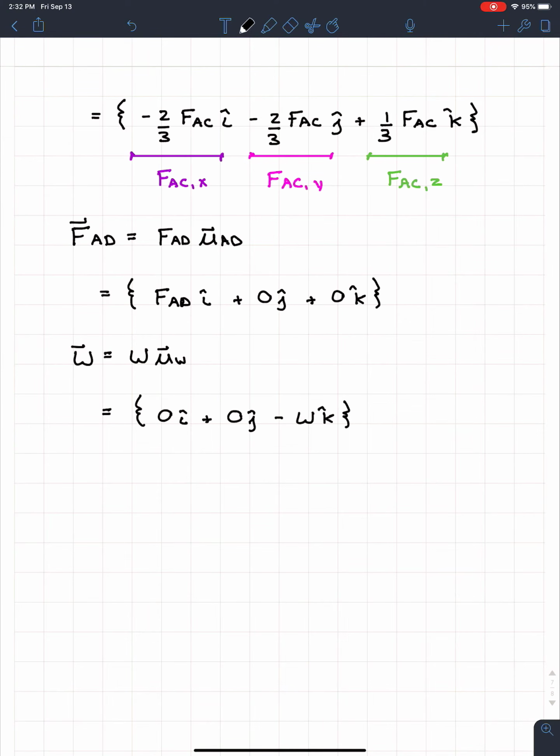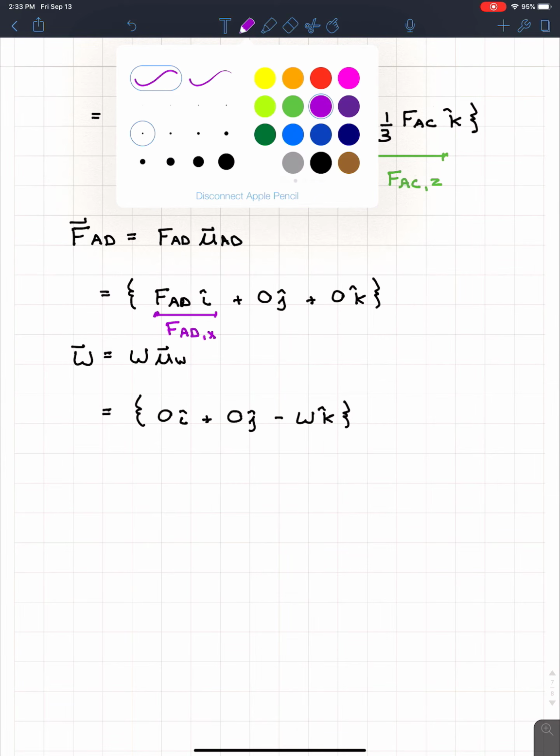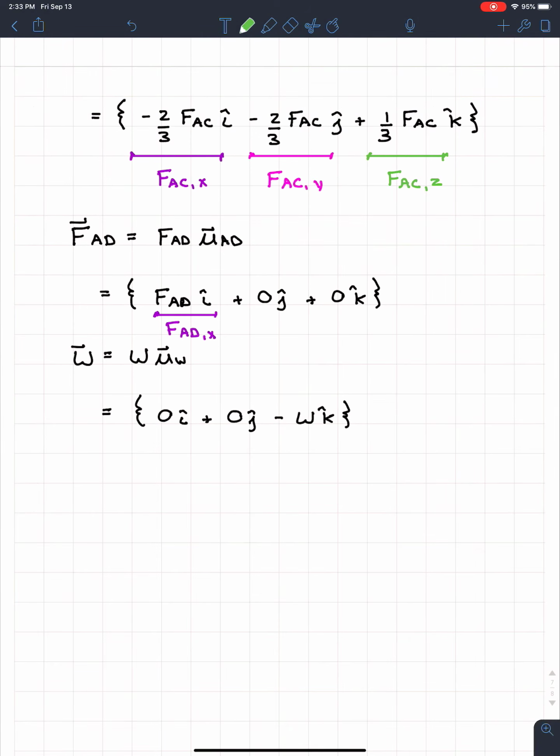So real quick, I'm just going to label some stuff right here. We know that there's something in the x direction, so I'm going to label this in purple. So we're going to have FAD, comma x, and then green. And then we know that there's also a component of the weight. So we've got the weight in the z direction.